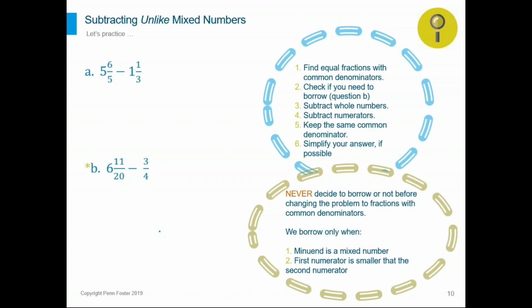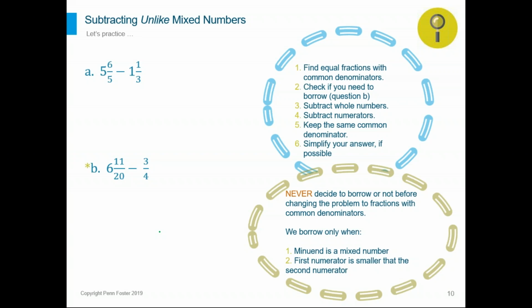So let's look at the first question. 5 and 6/5 minus 1 and 1/3. Again, we need to find a common denominator. We have a 5 and 3. 5 is not a multiple of 3. 3 is not a multiple of 5. Then I know we have to change both denominators.